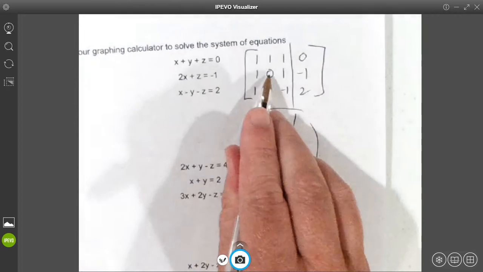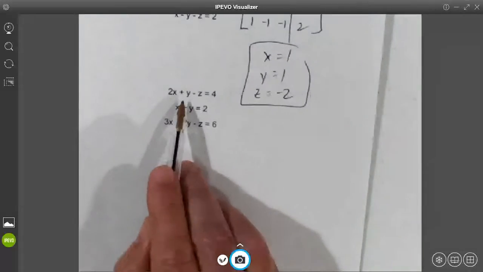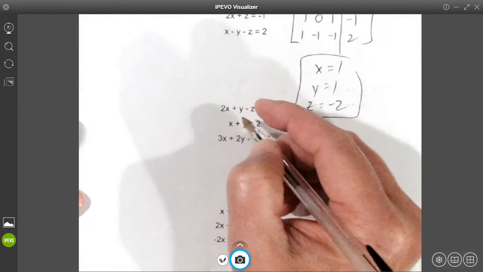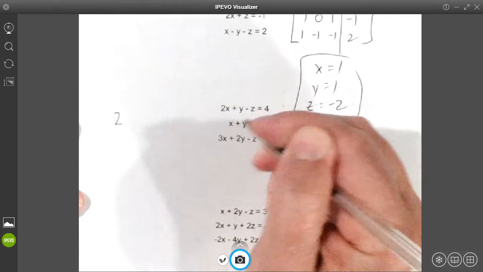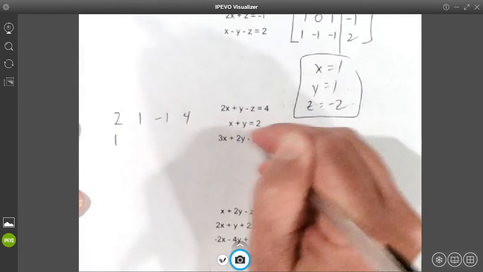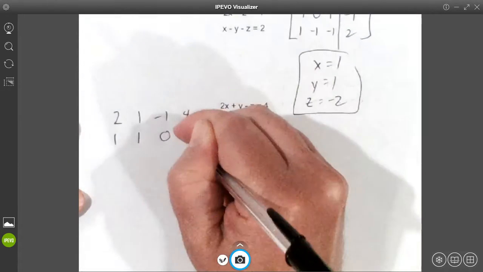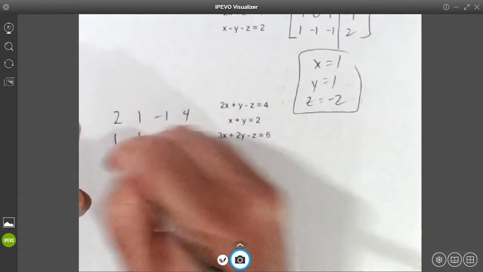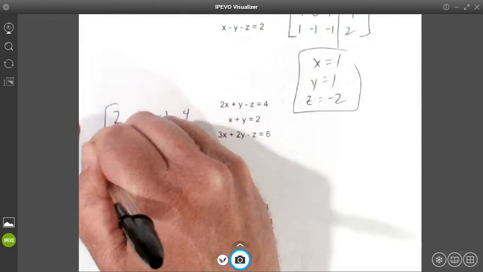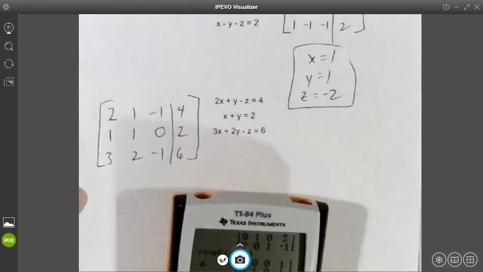Just make sure you fill in zeros where appropriate if they leave out a variable. Let's take a look at this one. I'm going to come off here to the left since I kind of ran out of room. Again I write my matrix: 2, 1, -1 and 4; 1, 1, and there is no z, so I fill a 0 in there, and 2; and then 3, 2, -1, and 6. So there's my matrix for that system of equations.